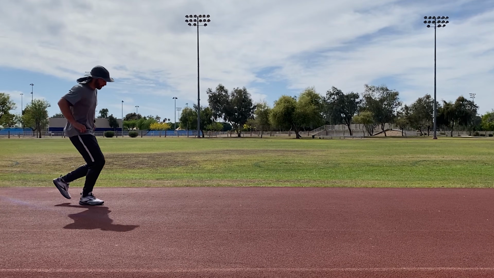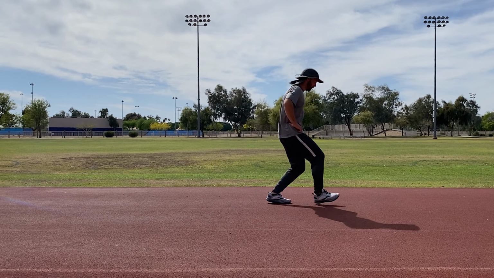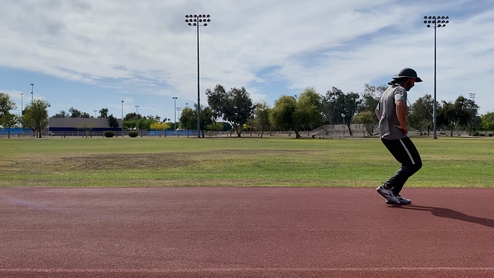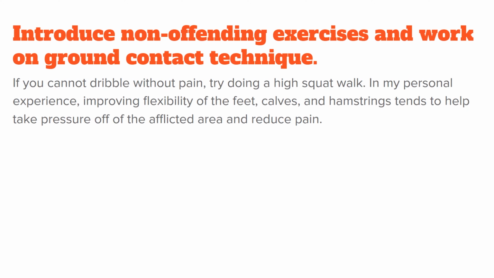In my personal experience, improving flexibility of the feet, calves, and hamstrings tends to take pressure off the afflicted area and reduce pain overall. So you might find that your hamstrings and calves are really tight when you have shin splints. So we want to target the body sort of systemically and hit different areas that are going to help eliminate pain in the shins, but you may not always have to just target the shins. You may also have to work on the hamstrings or the glutes or the feet, work around the area that's bothered, not only just focusing on the troublesome area.